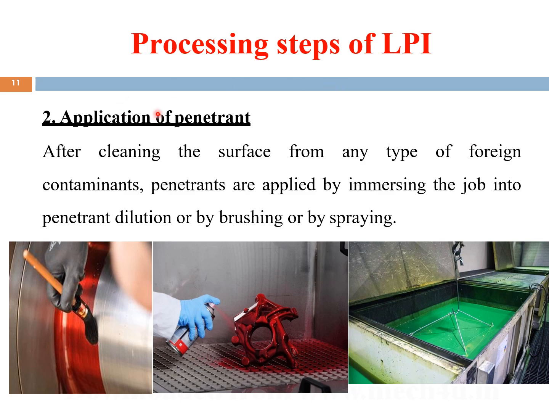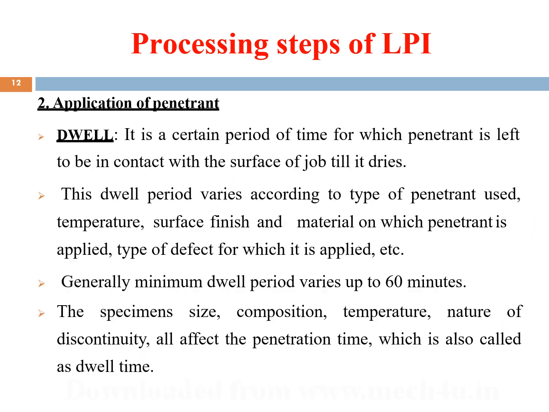Then the next step is the application of the penetrant. After cleaning the surface, if the surface is free of contamination, dust, or any type of foreign contaminants, penetrants are applied. These penetrants are applied by either immersing the job into the penetrant fluid or dye fluid, or by brushing it, or by spraying it. The different types are shown here. The workpiece can be dipped into the dye, the dye or penetrant can be sprayed onto the surface, or it can be applied using a brush. Three different methods are there for application of the penetrant.